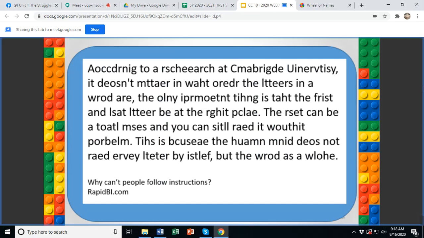According to a research at Cambridge University, it doesn't matter in what order the letters in a word are. The only important thing is that the first and last letter be at the right place. The rest can be a total mess and you can still read it without problem. This is because the human mind does not read every letter by itself but the word as a whole.